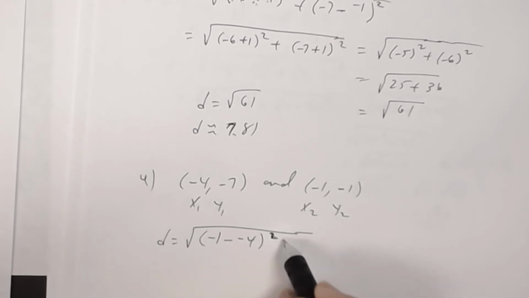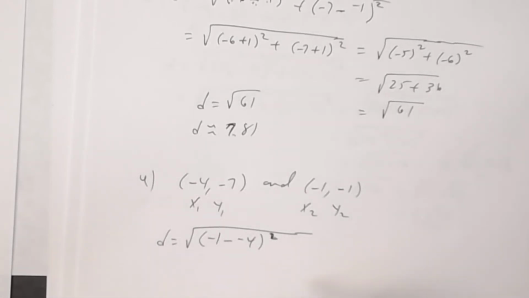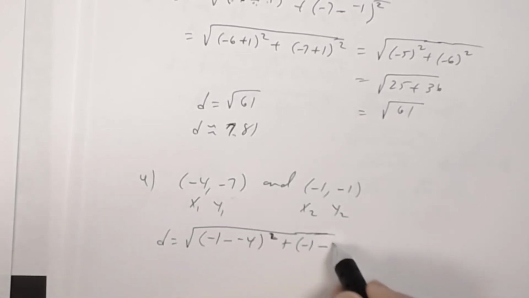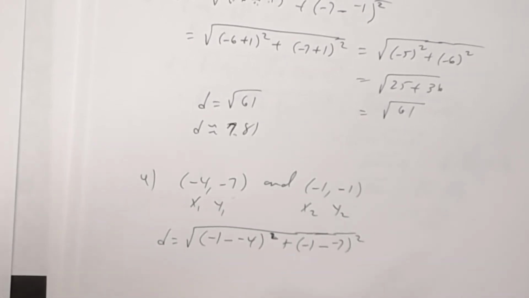So just think Pythagorean Theorem. The leg squared plus each leg squared. So this leg squared plus this leg squared. Okay, think of it like that. Plus, and then I got to subtract the y coordinate. So negative 1 subtract a negative 7 squared, right?